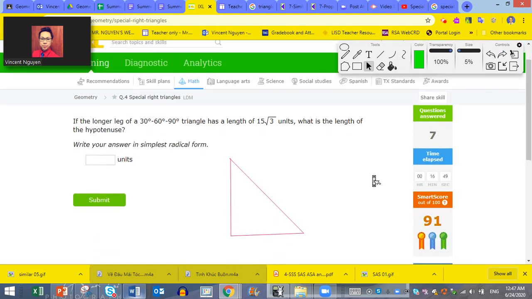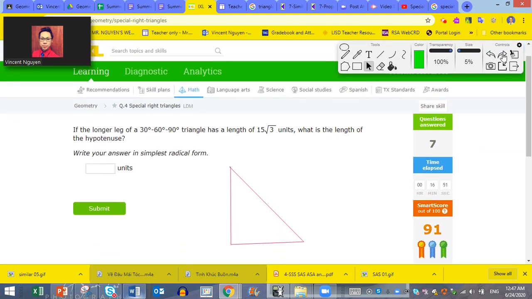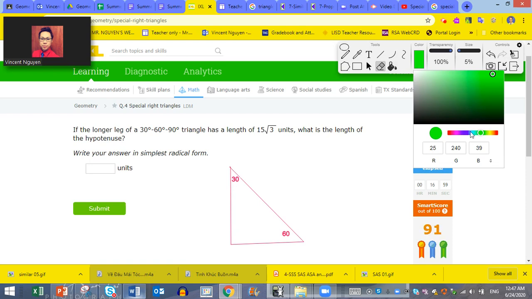I'm going to delete my ugly drawing. No, actually, I'm going to leave it. I want my 30 and 60. Okay, I'm going to delete this. You know what? I am going to keep red as my color.